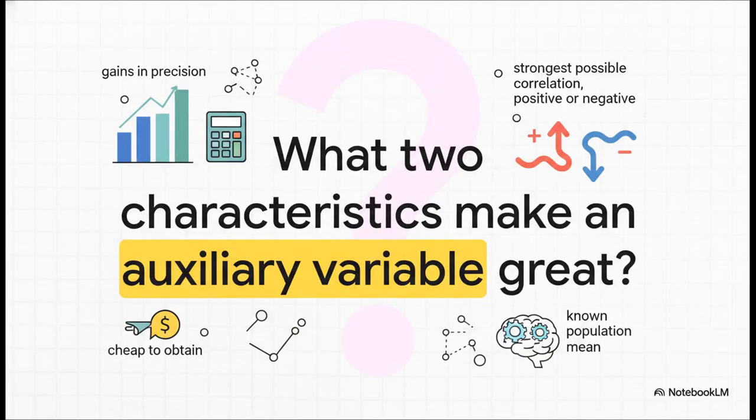So we'll end with this question, which really brings it all home. If you're designing a survey and you could pick the perfect auxiliary variable, what would you look for? Well, based on everything we've seen, there are two non-negotiables. First, you have to know its population mean, x bar u, or it has to be super cheap to find out for the whole population. And second, it needs to have the strongest possible linear correlation with your target variable y. It doesn't matter if it's positive or negative, just strong. You get those two things, and you've got the key to unlocking some serious gains in statistical precision.